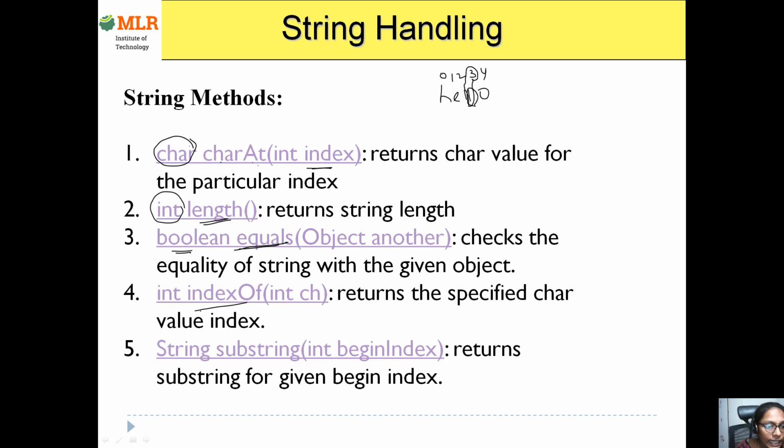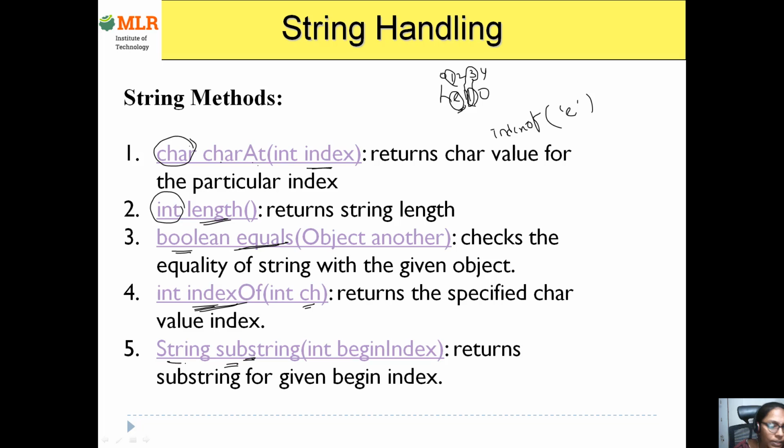And next is indexOf. So you're passing a specific character and you're finding the index of that character. So it returns the first index. For example, I want the index, then I can call this method indexOf. So what is the index of e character? That is 1. That will be returned here. And next is substring. If you want to retrieve the substring from a given string, then you can use this method substring.